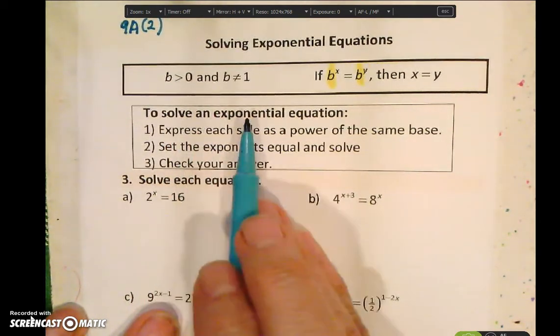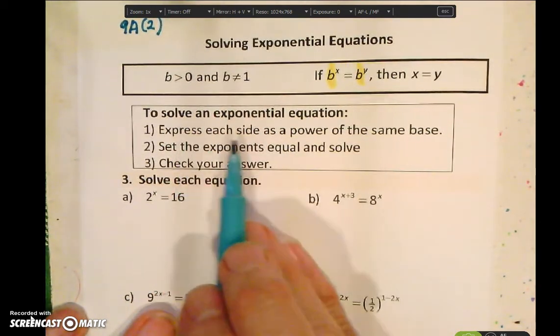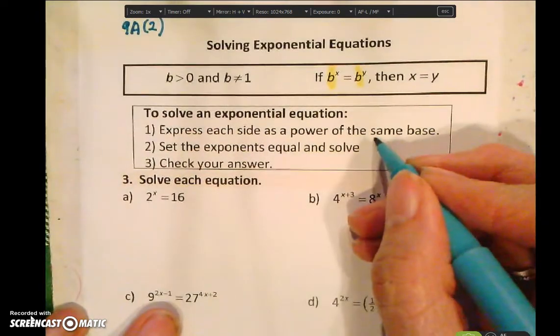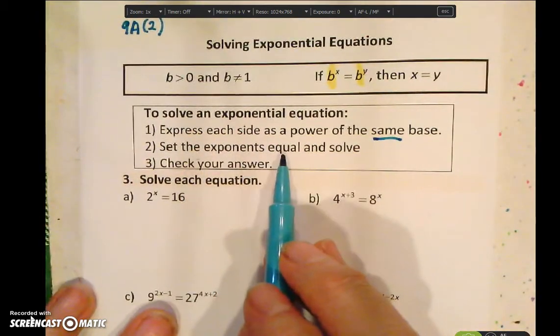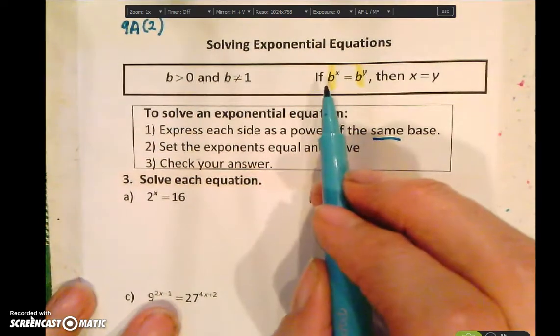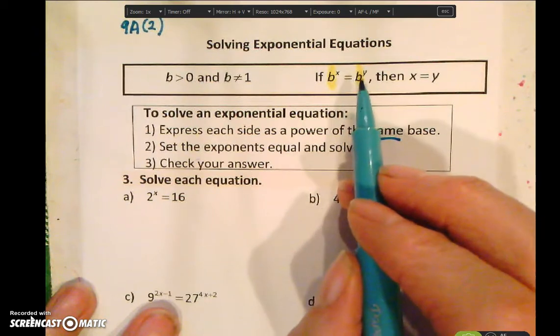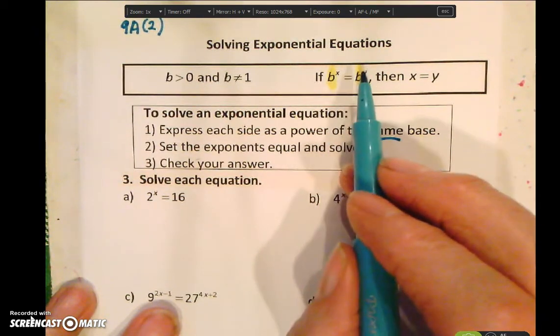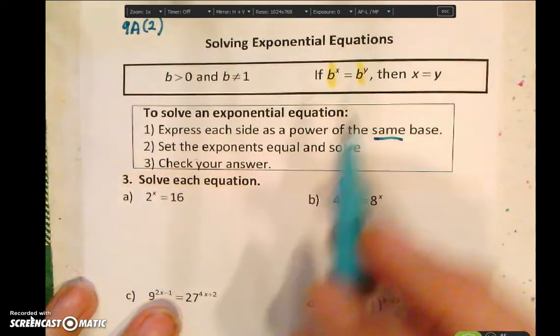So to solve these exponential equations, you're going to express each side as a power of the same base. There's that word same. Set the exponents equal, then solve, and then check your answer. If I have b raised to the x is equal to b raised to the y, the only way that's going to happen is if x is equal to y, which is what that says.